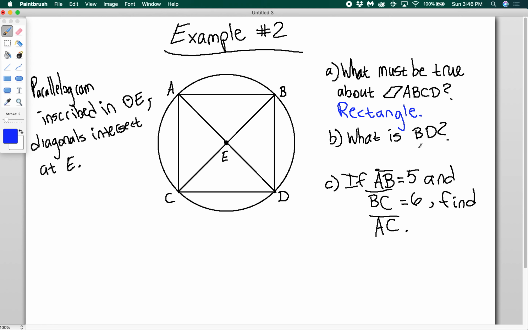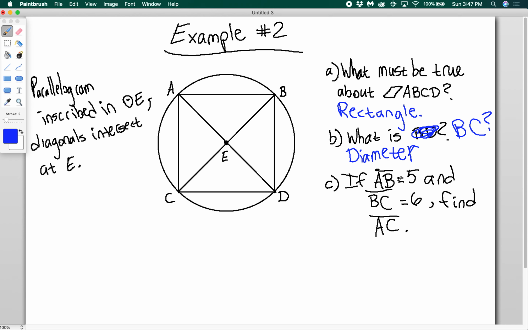What is BD? Oh, did I write that wrong? I did write this wrong. What is BC? BC is a diameter, right? It passes through the center. It is a chord. It is a diameter.